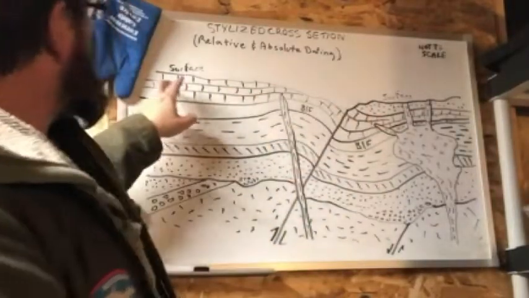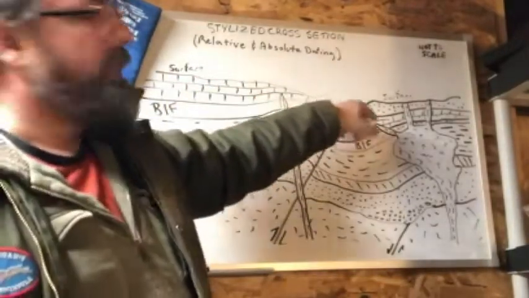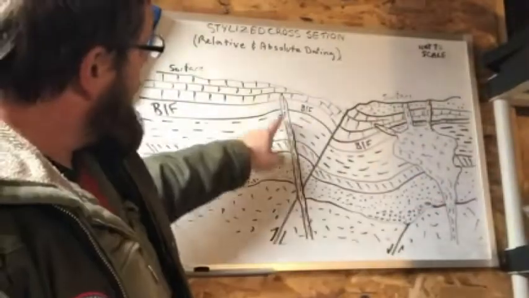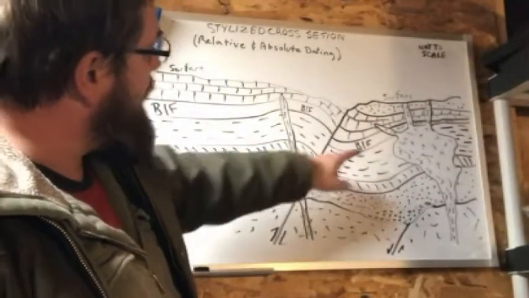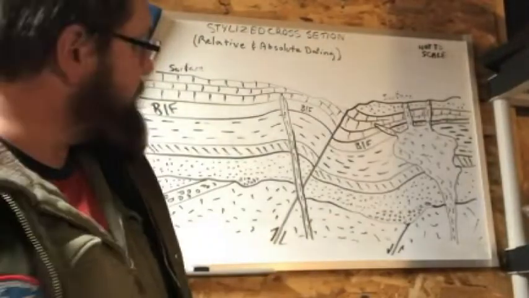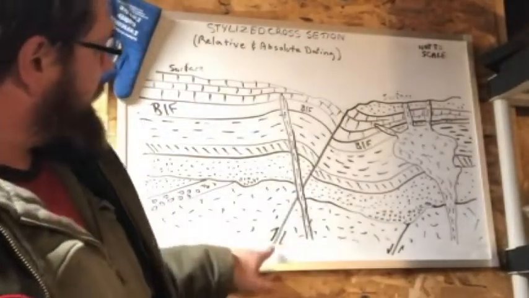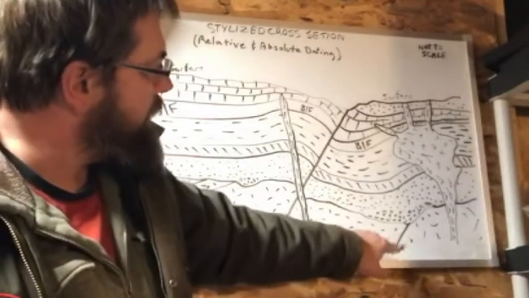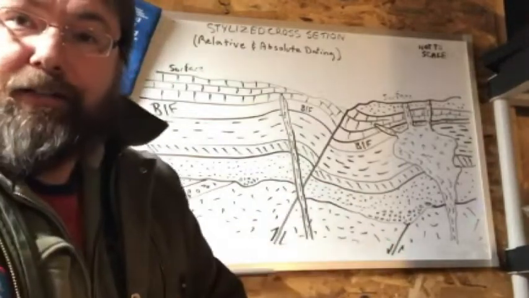The brick-looking stuff, that is our dolostone. This long slender thing here and this here with these squiggly vertical lines indicates gabbro. And these are our faults: thick lines with arrows. Alright, let's get into this.